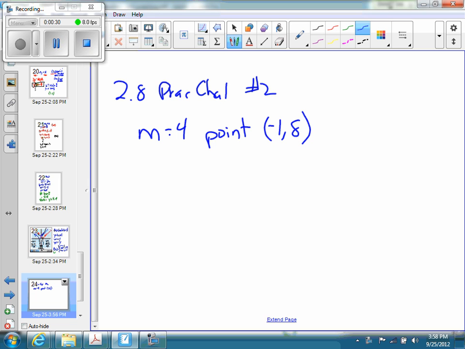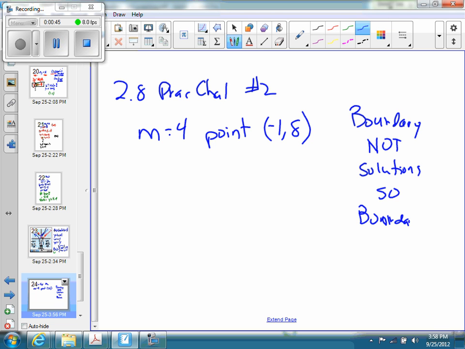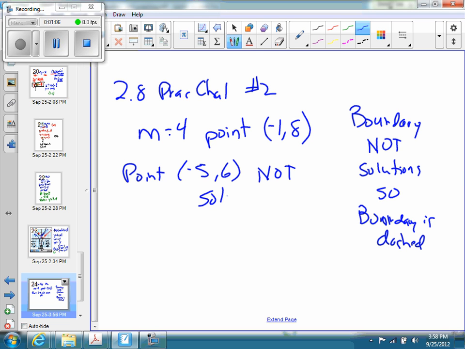The points on the boundary are not solutions. So boundary is going to be dashed. We know that much. The last thing we know is that the point -5, 6 is not a solution.